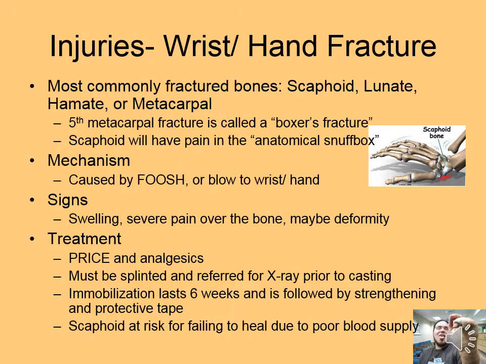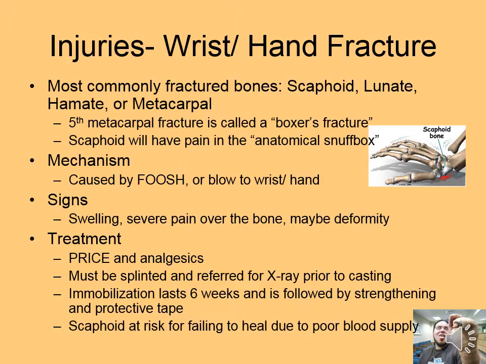A mechanism for fractures is commonly FOOSH, or a blow to the wrist or hand, or giving a blow from the hand, like punching. Our signs here would be swelling and severe pain over the bone. Possible deformity, oftentimes not, but with boxer's fractures we can sometimes see deformity. Our treatment would be PRICE and analgesics, so splinting if it seems warranted, and we want to refer them for x-rays prior to casting. The person is going to be splinted until their swelling goes down, and then they'll get a cast. Immobilization will last for about 6 weeks and is followed by strengthening and protective tape as needed.